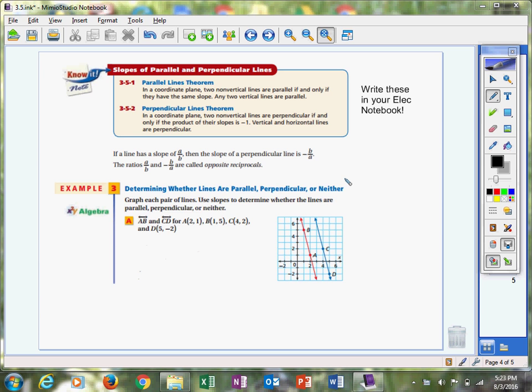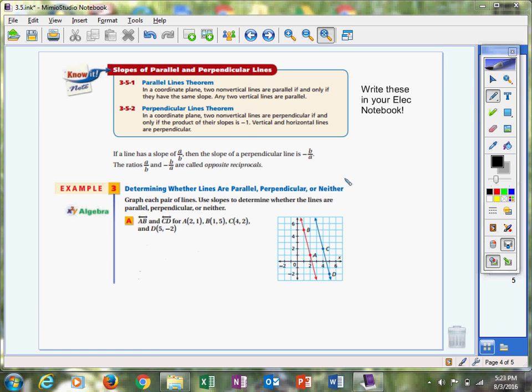We learned this in algebra. It has a geometry component here. It's a theorem, the parallel lines theorem. Lines are parallel if they have the same slope. If they have the same slope, the lines are parallel. It works both ways. And also tack onto that, any two vertical lines are parallel. All vertical lines are parallel to each other, okay?